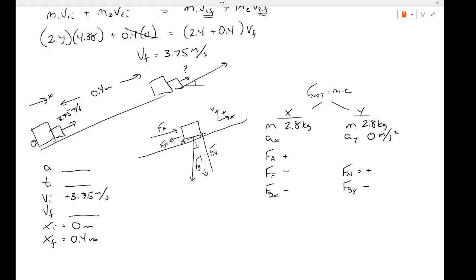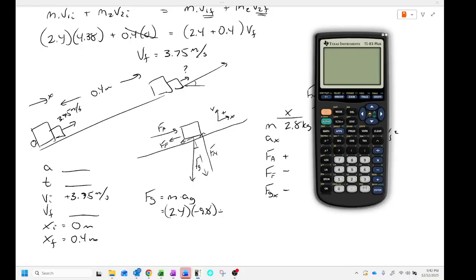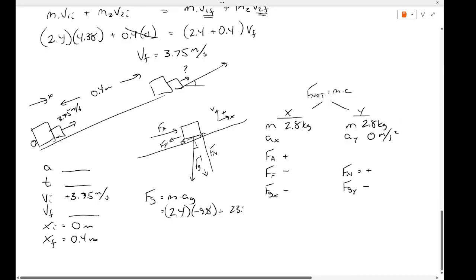Well, let's put things together here. We know the mass. If the mass is 2.8 kilograms, then the force of gravity is always mass times the acceleration due to gravity. So it's going to be 2.4 times the downward 9.8. I can pull out my calculator here real quick and find that the weight, 2.4 times 9.8, is 23.52 newtons. Now that's this arrow that's acting straight down.